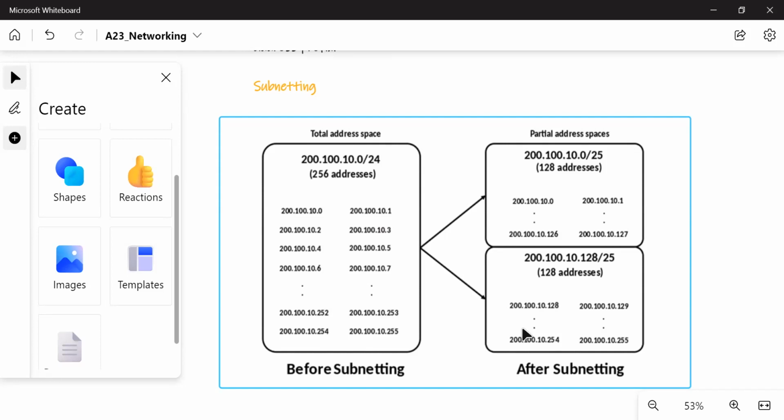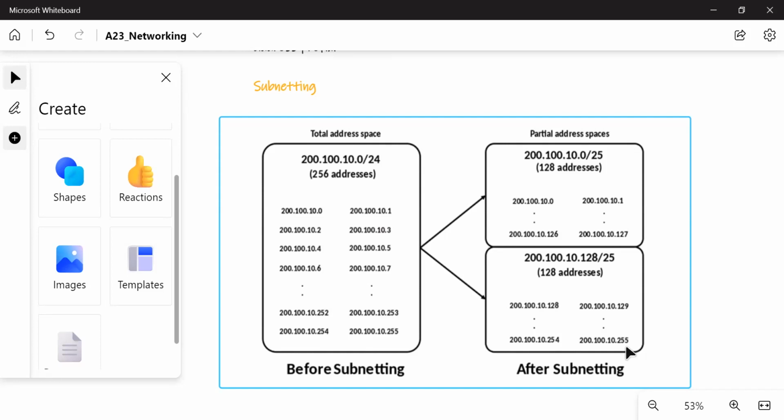So simply you can say the first 128 will go to one network, and the other 128 will go to the other network. If you look at the ranges now, it goes from 0 to 127, and then the next goes from 128 to 255. So this is the same as borrowing one more bit from the host to the network, isn't it? Now think about this.